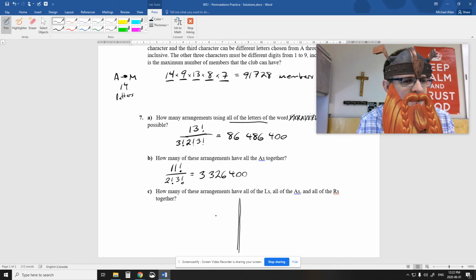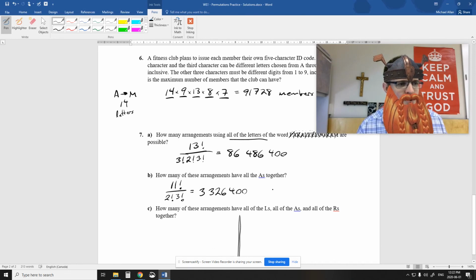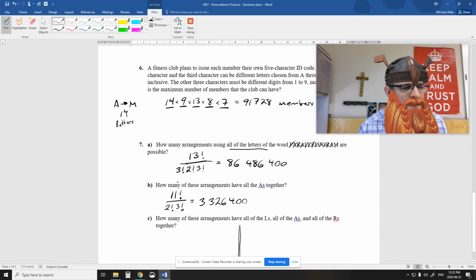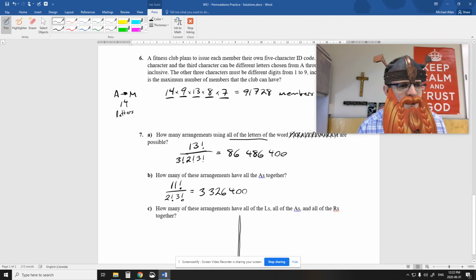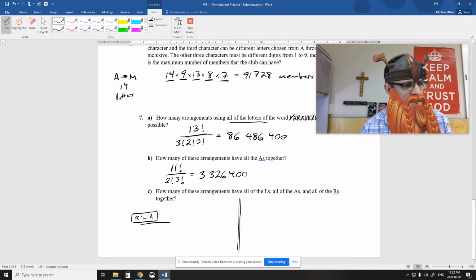All the L's, the A's, and the R's together. How many L's, A's, and R's do we have? I have them right here. So I have three A's, 2 R's, and 3 L's. So I have 1, 2, 3, 4, 5, 6, 7, 8 letters. I'm going to have 8 letters right here. They're all going to be together. So there's going to be 8 of those letters in there, the R's, the L's, and the A's.